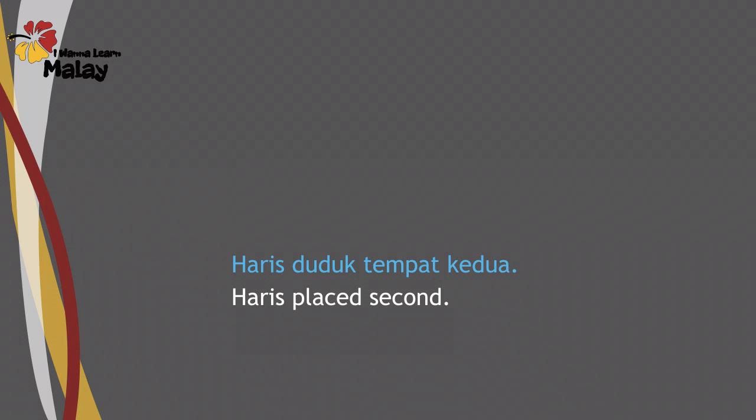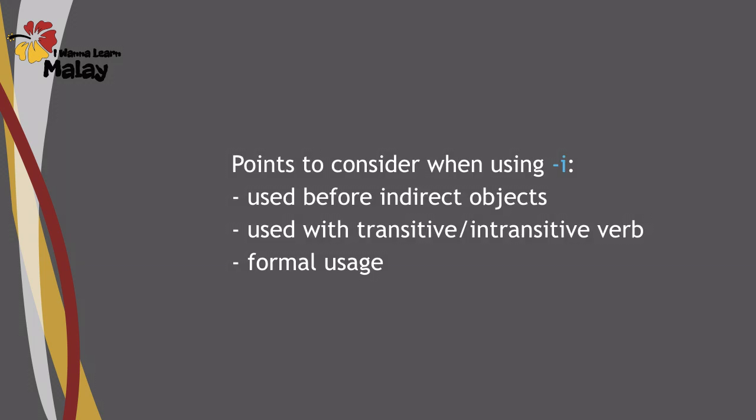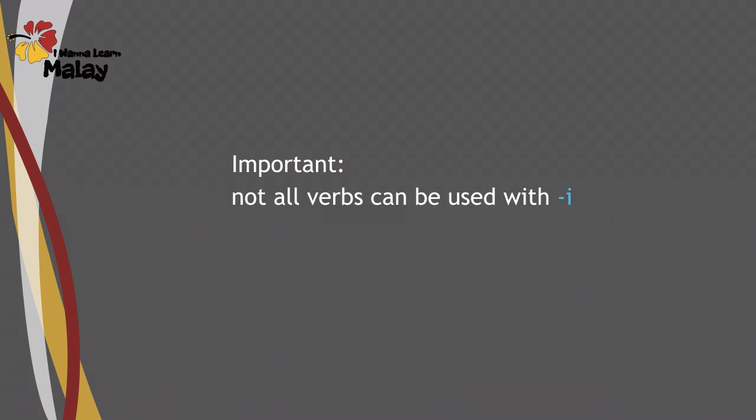Okay, so there are different factors when you want to use the suffix e as opposed to the suffix kan, whether the object is an indirect object or a direct object, whether the verb is an intransitive verb or a transitive verb, if it's a formal setting or an informal or casual setting. And it's also important to take note that not all verbs can carry the e suffix.